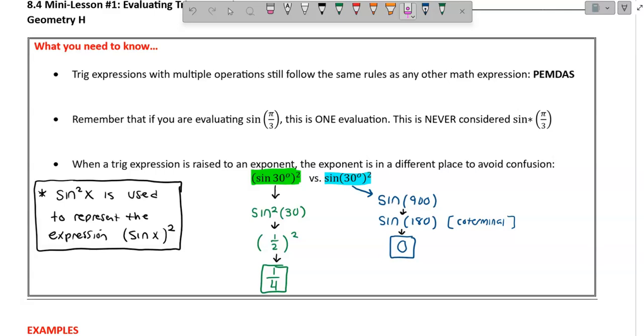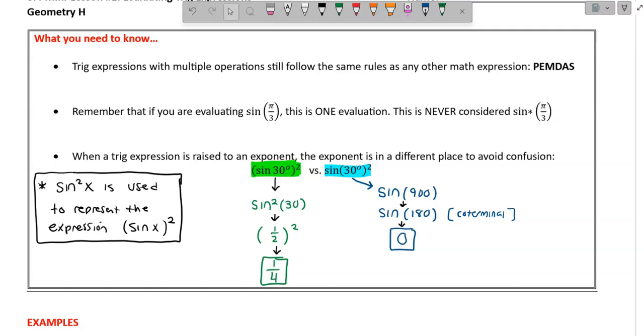And the last thing is, when a trig expression is raised to an exponent, the exponent is actually going to be put in a different place to avoid confusion. So if you look down here, you will see that when we want to take sine of 30 degrees and square it, we can wrap it in a parenthesis. Versus this situation where we have sine and then the number 30 is actually being squared. So what I'm hoping you see here is that there are two very different situations that happen here.